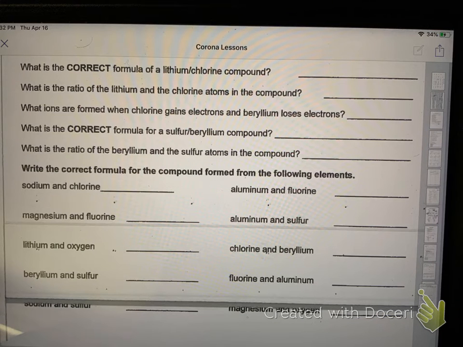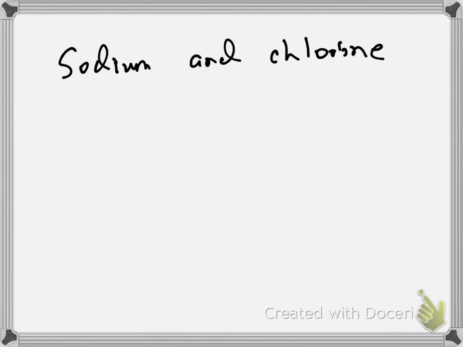Now, when you look down here at the bottom part of this paper, this is where we're going to start doing some of the true bonding stuff. So let's start with this, sodium and chlorine. Sodium is Na, and go find it on your periodic table up at the top and look at the charge. Now, sodium is always going to have a +1 charge. Chlorine is Cl, and it is always going to have a -1 charge.